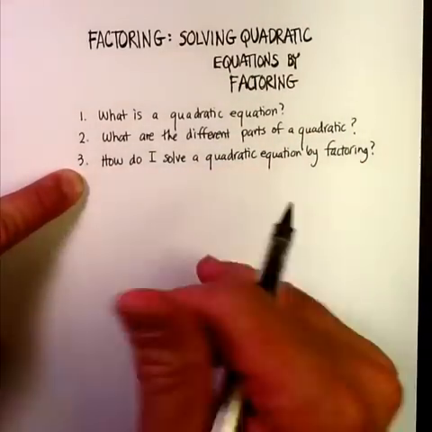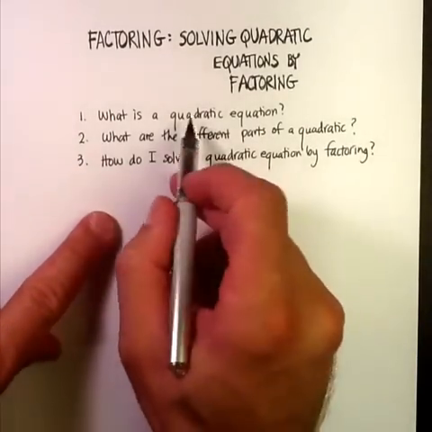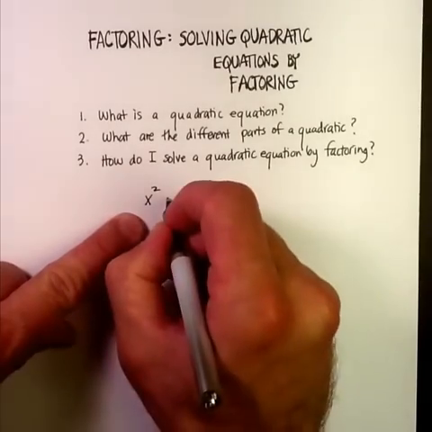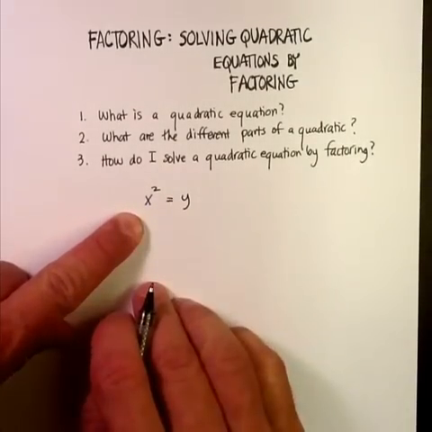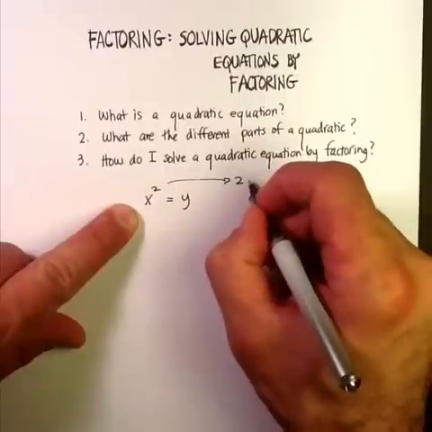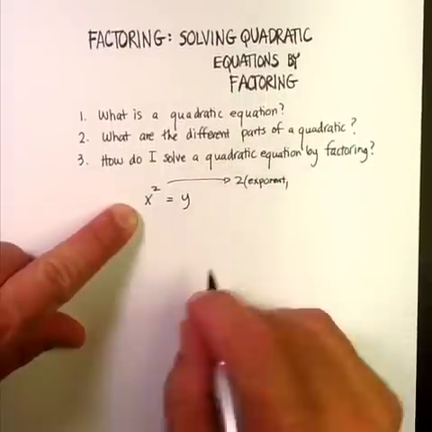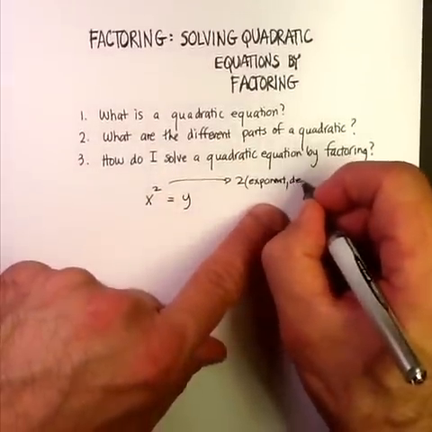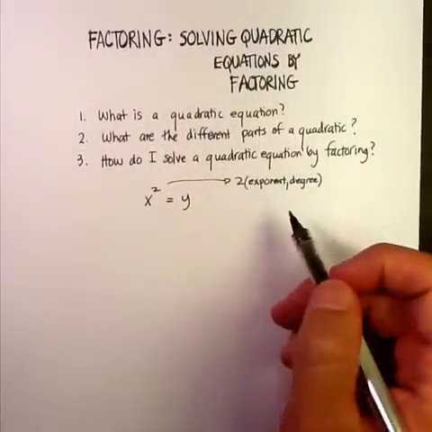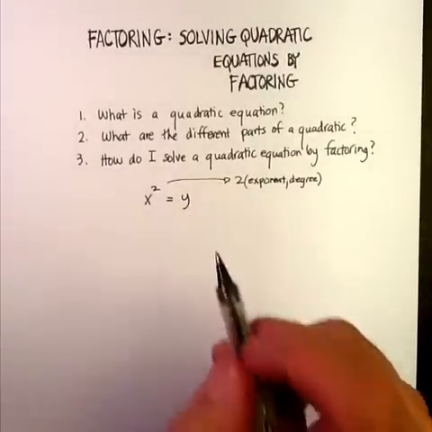Okay, so what is a quadratic equation? The simplest answer to that is a quadratic equation has a degree of 2. And here's the simplest one that you'll see. If the exponent is 2, you have a quadratic. Okay? It's also called the degree. Now there is some difference between a degree and an exponent, but we're not going to go into that right now. But for here right now, x squared is equal to y is a quadratic equation.